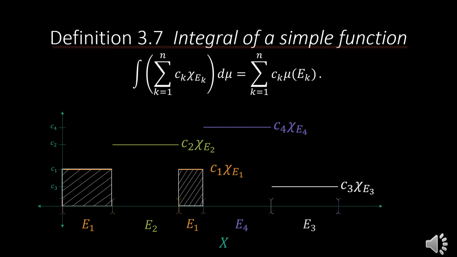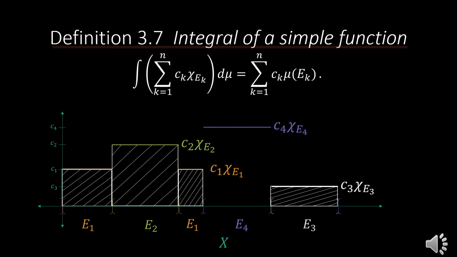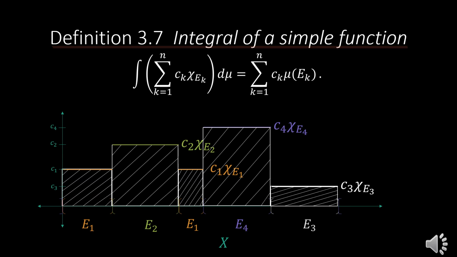For C2, we have the box as the measure of E2 times C2. Here we have the measure of E3 times the height of C3, and lastly, the measure of E4 times the height C4. If we add these all together, we get the area underneath the curve, and this is where our above formula comes from.